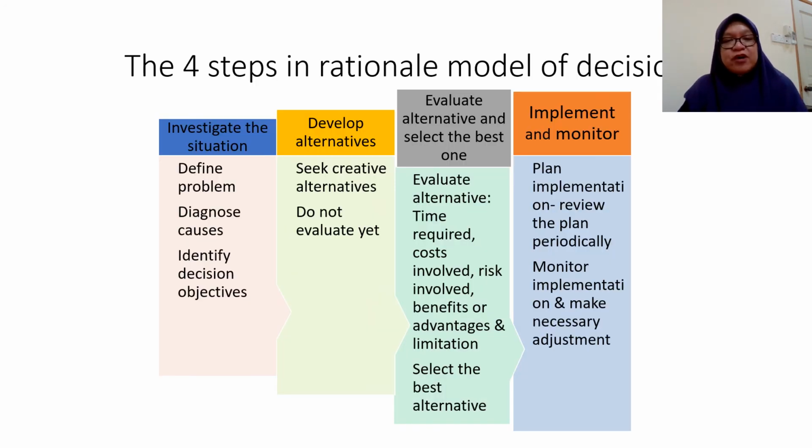Okay? So there are four steps in the rational model of decision making. So we know that the manager has to make decisions for the organization. Okay? So they make the decision according to these four steps. Step number one is that the manager will investigate the situation, define the problem, diagnose causes, and identify decision objectives. So of course they understand the problem and they know what objectives they need to fulfill.